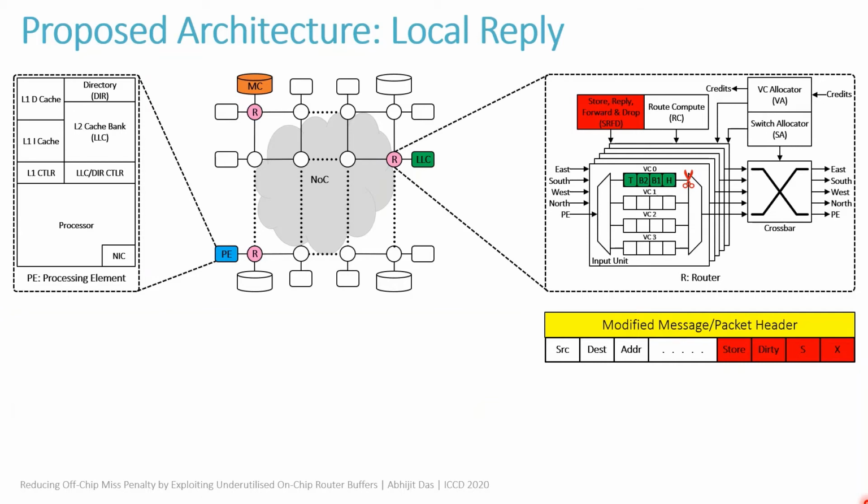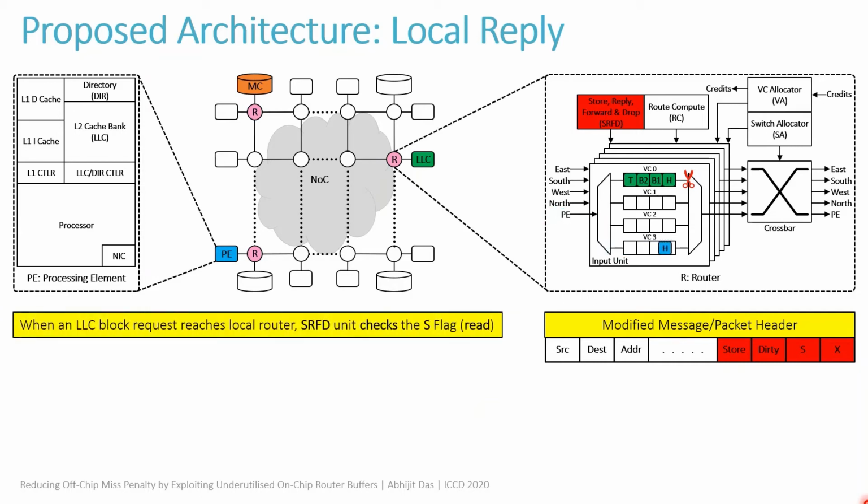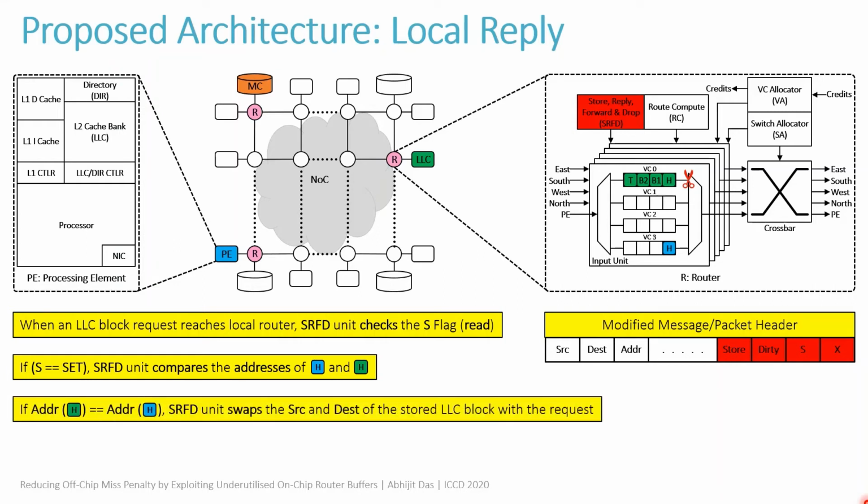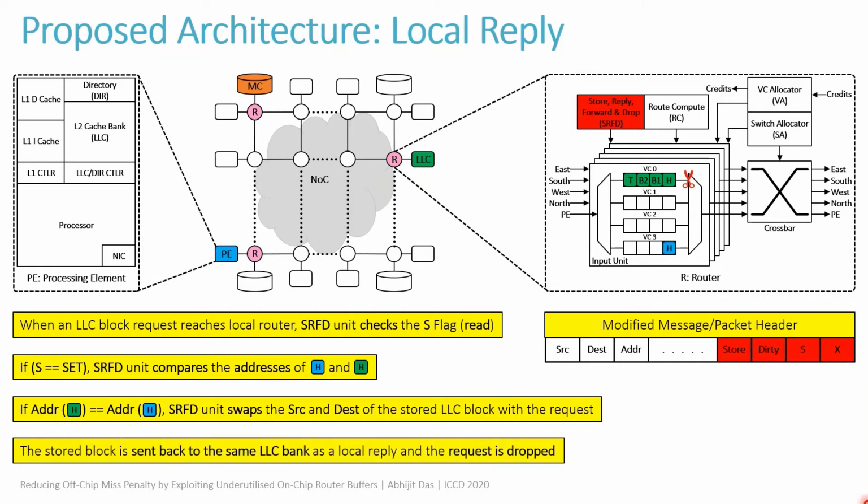To generate a local reply when a new LLC block request reaches the local router, the SRFD unit checks the S flag to identify if it is a read request. If the flag is found set, SRFD compares the address of the requested block with all the stored LLC blocks. And if the address matches, appropriate steps are taken to send a local reply. The stored block is sent back to the same LLC block as a local reply, and the request is dropped as it need not travel any further.